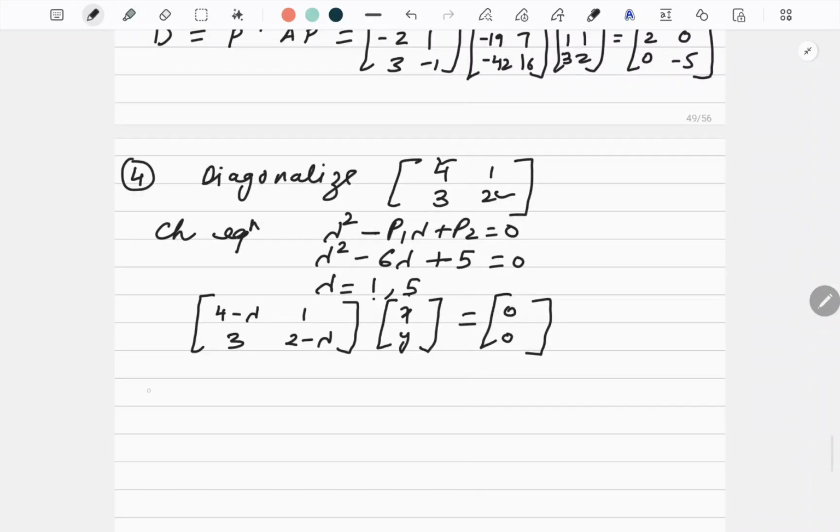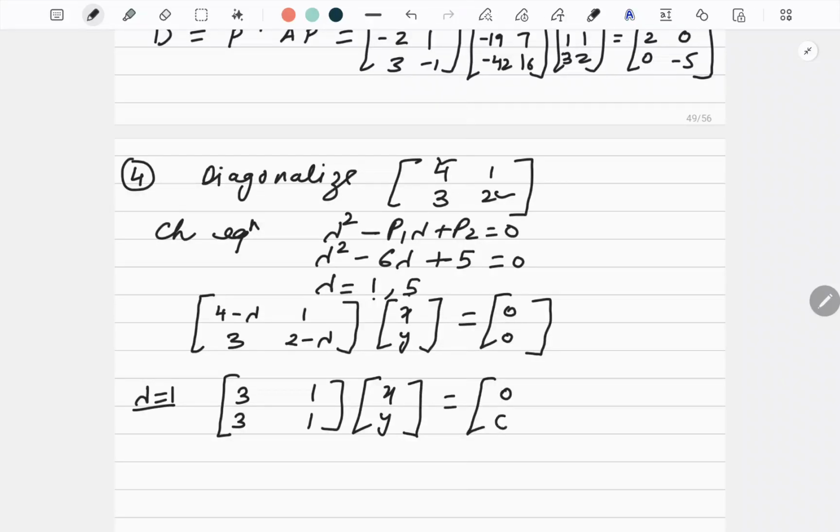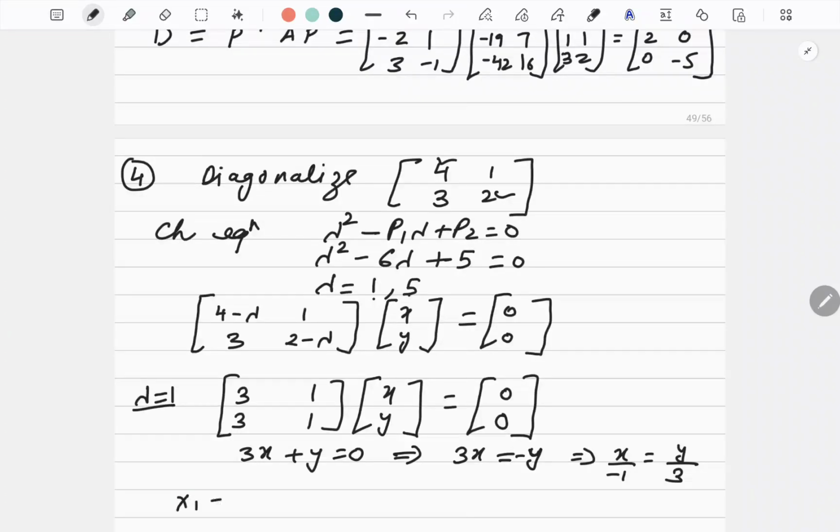Correct? Now let's do one by one. First, for lambda is equal to 1. So 4 minus 1 is 3, 1, 3, 2 minus 1 is 1, times x y, is equal to 0 0. Correct? So this gives me 3x plus y is equal to 0, which implies 3x is equal to minus y. Divide both sides by minus 3. So x upon minus 1 is equal to y upon 3. So my first eigenvector x1 is equal to minus 1, 3.